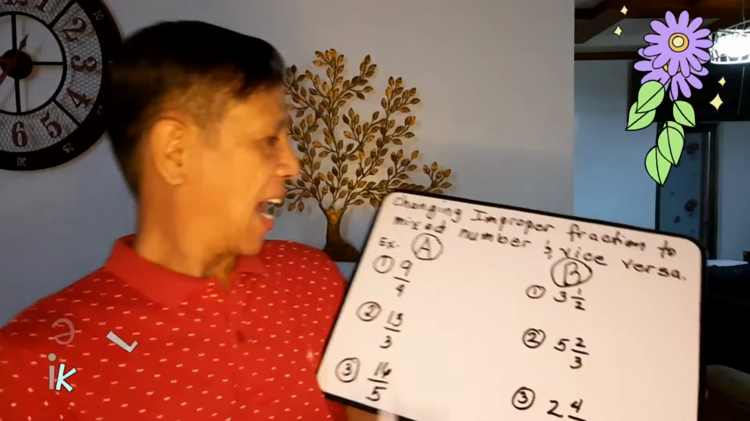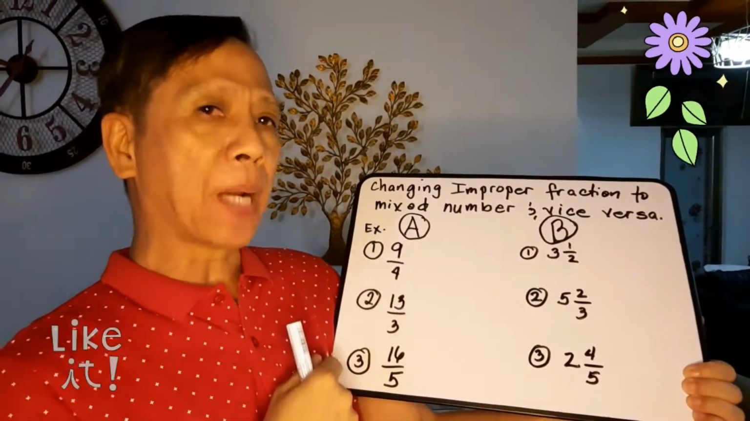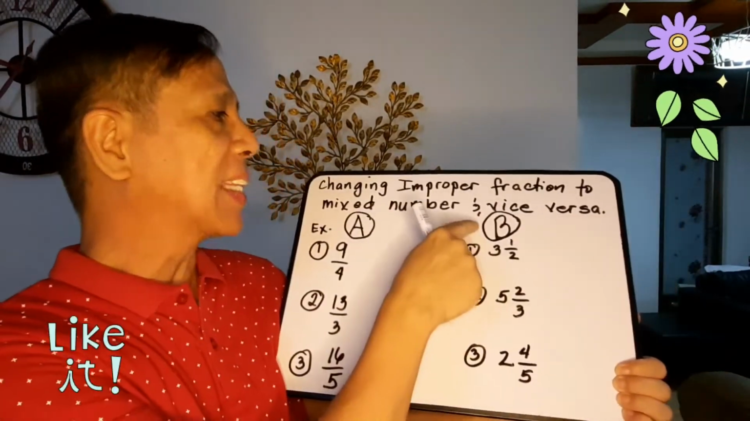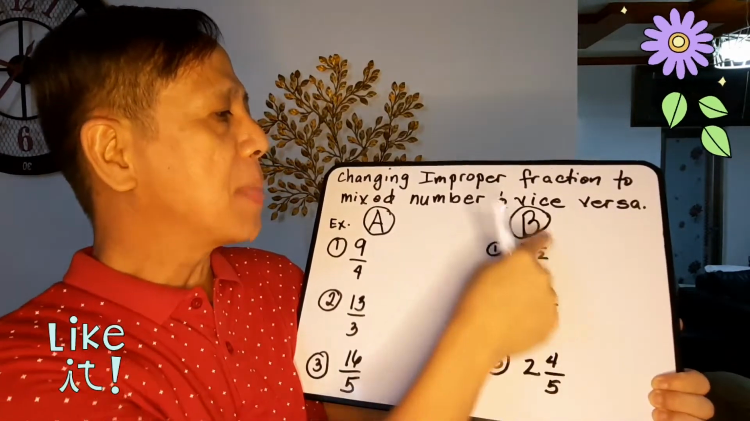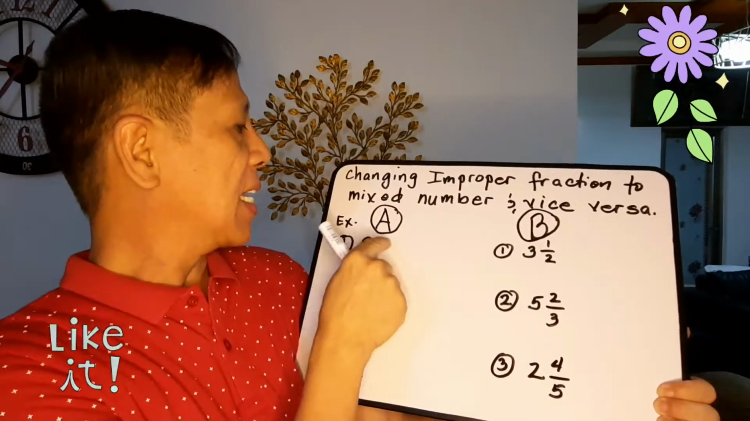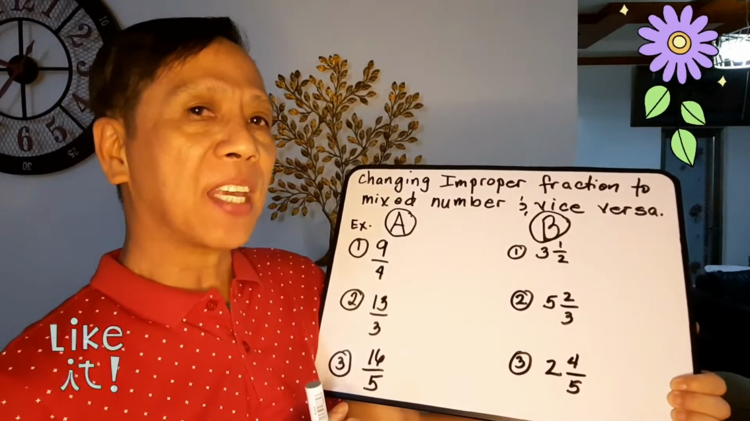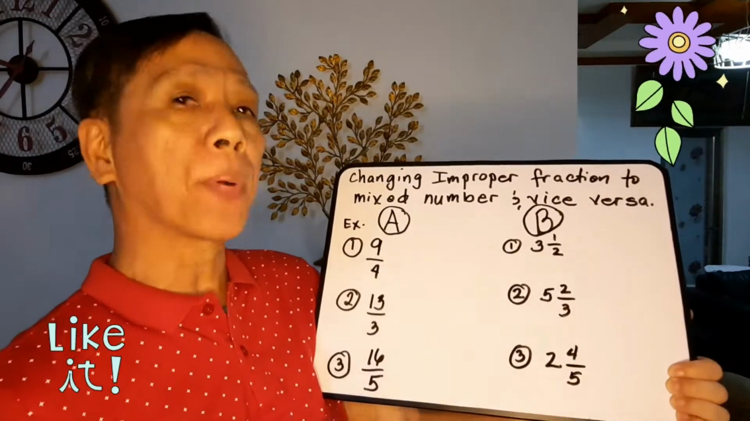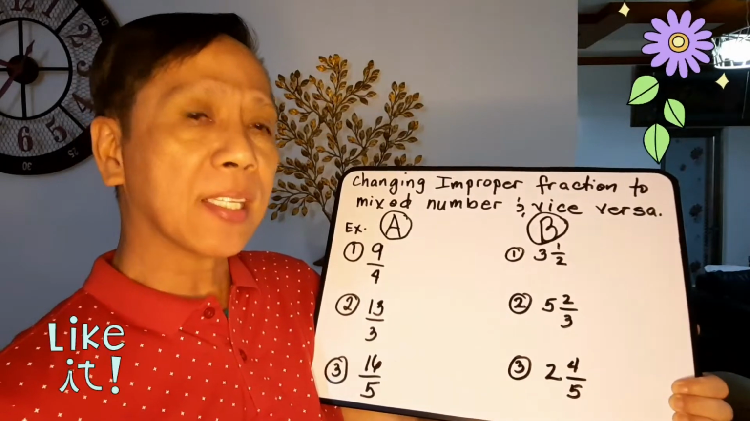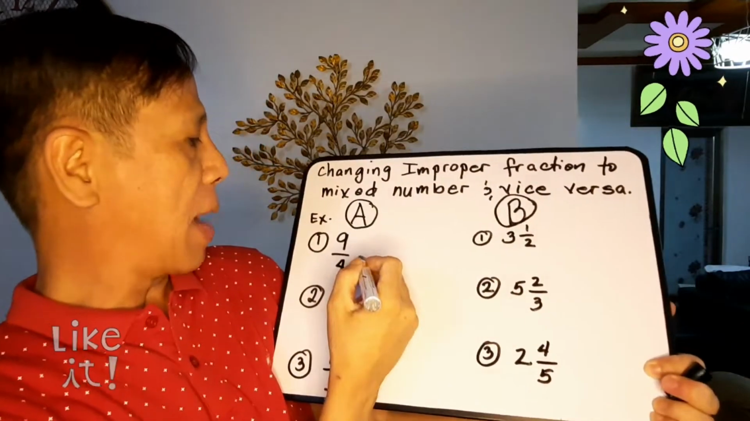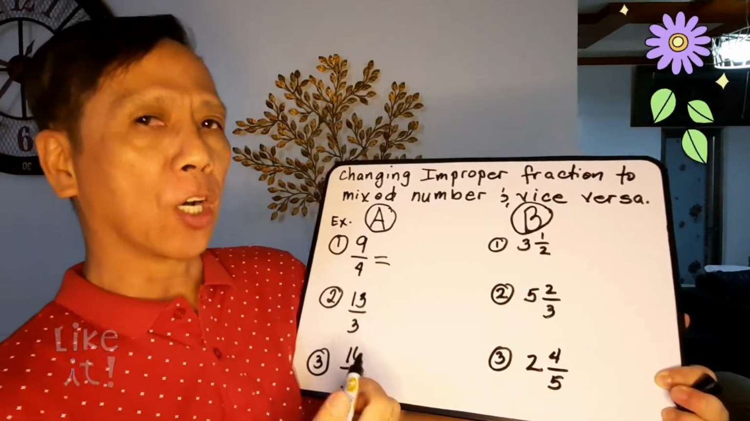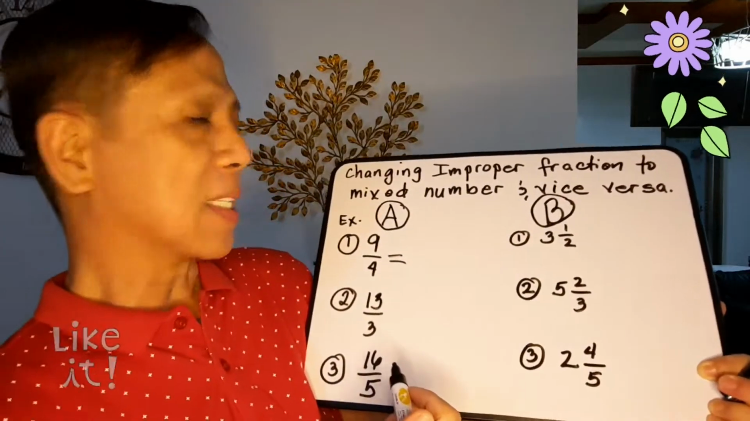At this time, we will study how to change improper fraction to mixed number. Let us begin. Under A are improper fractions and under B are mixed numbers. In A, we will change these improper fractions to mixed numbers. Example number 1, 9/4. Change to mixed number.